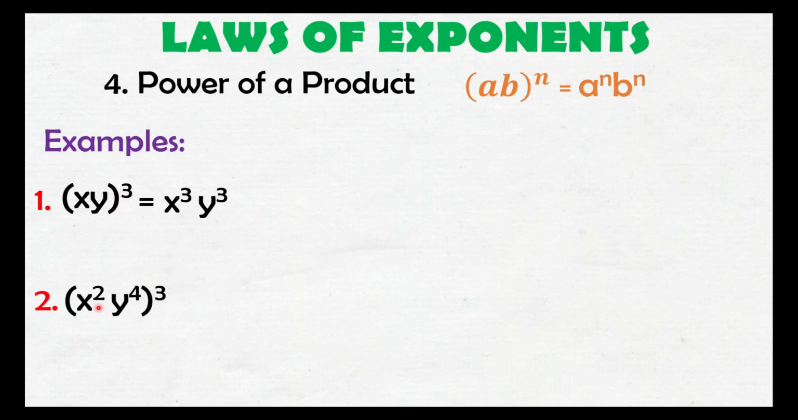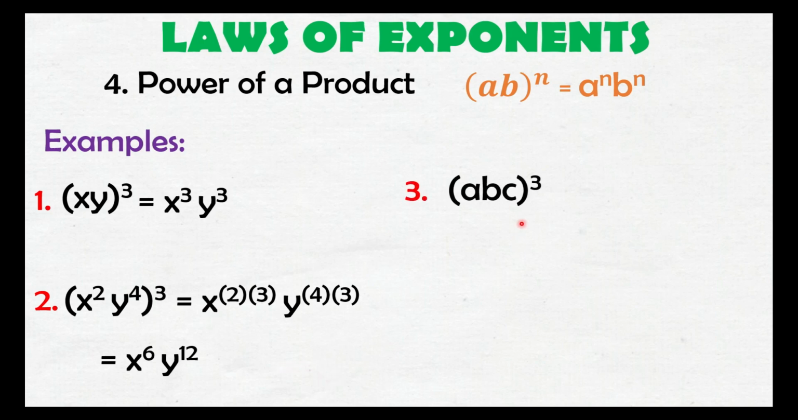And then we have quantity x squared y raised to 4 raised to 3. So, i-apply din natin dito yung power of a power. So, di ba, pinag-multiply natin yung mga exponent natin. So, ito distribute natin 3 times 2 at 3 times 4. So, ganito siya magiging itsura niya. x raised to 2 times 3, y raised to 4 times 3. So, distribute natin yung 3 sa mga exponents ng mga variables. Okay, so 2 times 3, that is 6. 4 times 3, that is 12. So, we have the answer x raised to 6, y raised to 12.